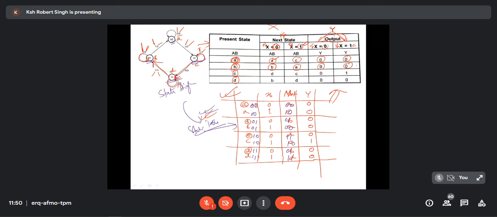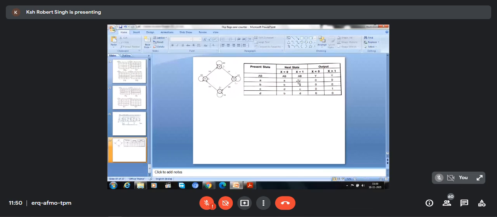Is it difficult? No, it is not difficult. Just from the state diagram, which is going to be given in the question, you are going to write a state table. From this diagram, you have to write the table. Just now I was writing like that, you have to write. That's all. Very simple.